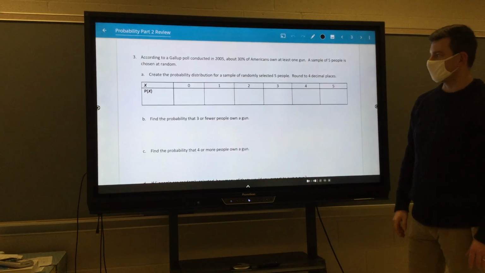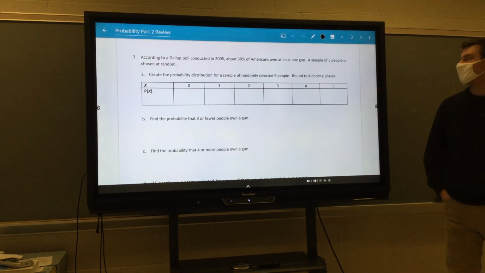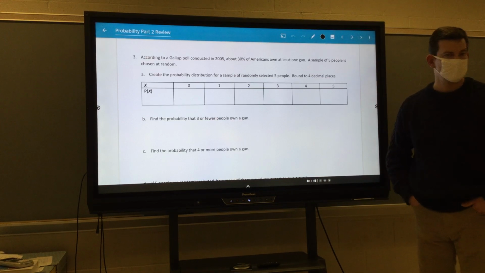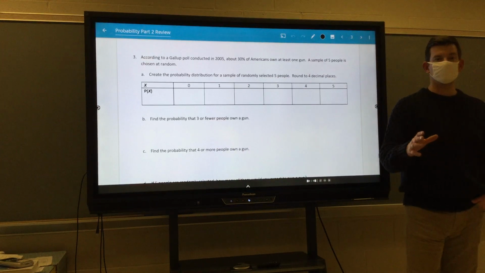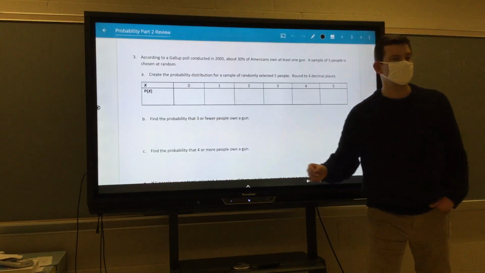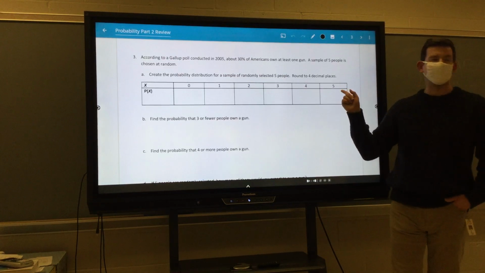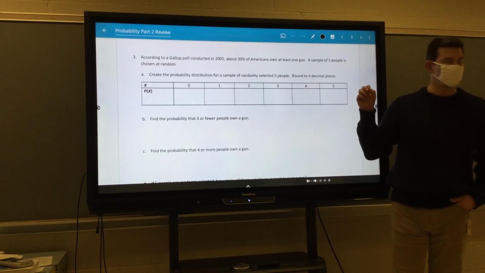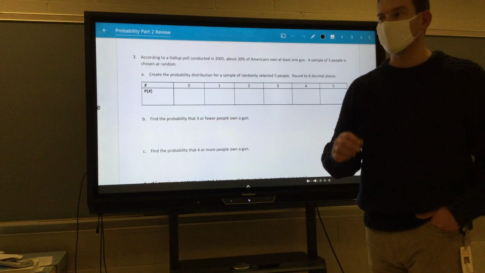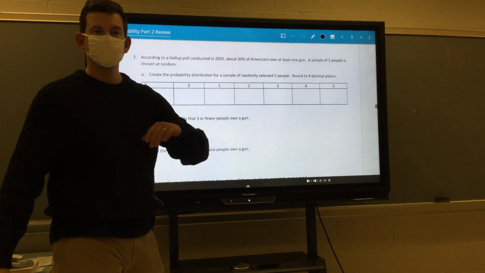We have a chart set up according to a 2005 Gallup poll. About 30% of Americans own at least one gun. A sample of 5 people is chosen at random. Make the probability distribution. Now, you could do this with GeoGebra. We saw that that's provided for you on the right side. You could do this with the calculator: binomial PDF, where the n value is 5, taking a sample of 5 people, probability of success is 0.3, and do not give it an x value. Just hit enter, and it will give you all of these probabilities in order. You just read them off, copy them down.